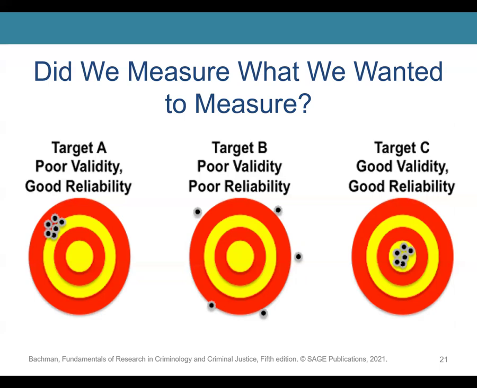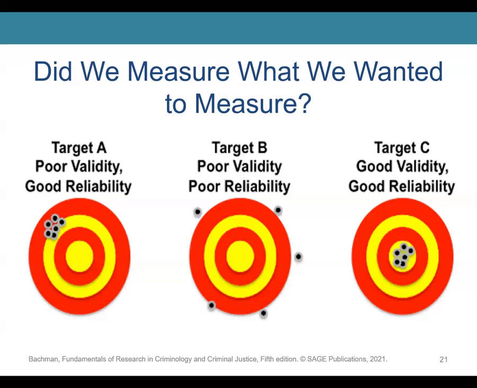So target A, poor validity, good reliability, meaning I'm aiming for the center, but I keep on having a tight window of where the rounds are going. So anytime I do it, it's going off to the side, but I'm aiming for the center. So is my test valid? Am I hitting the spot where I'm going for? No, it's not. But it's very reliable because every time I run the experiment, even though I'm not hitting the center spot, all the data points to one area.